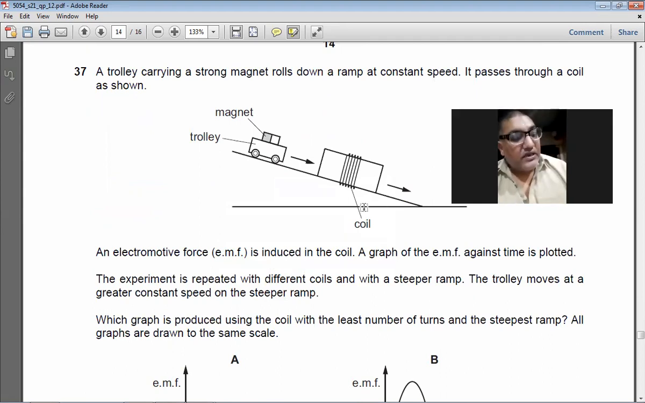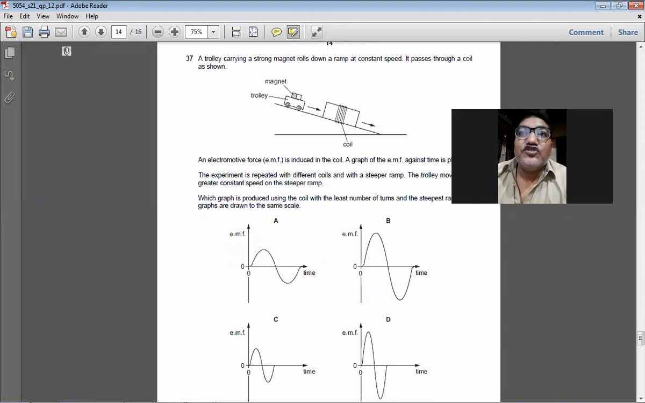The question showing up on your screen is 37. I have to reduce its size, because the question is huge.